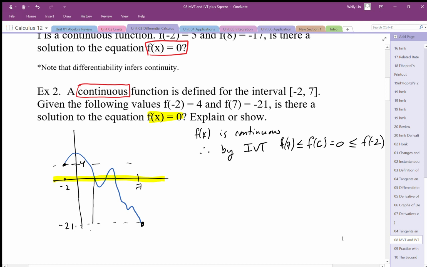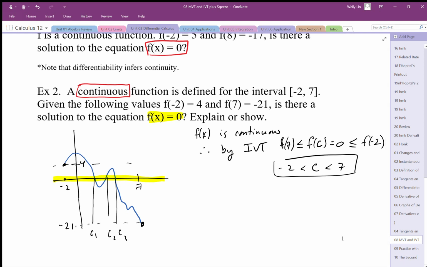Okay, there's c1, there's c2, there's c3. In this particular case, there's actually 3 c's, but we know at least one exists where c is in between the bounds of -2 and +7. Okay, and this is the intermediate value theorem. Again, it's a fairly simple, straightforward theorem. It's based on some very basic principles, but it is very useful and very powerful when we can use these simple theorems.